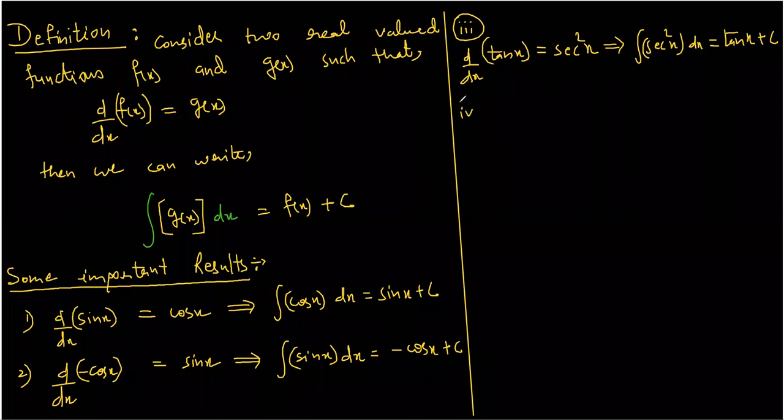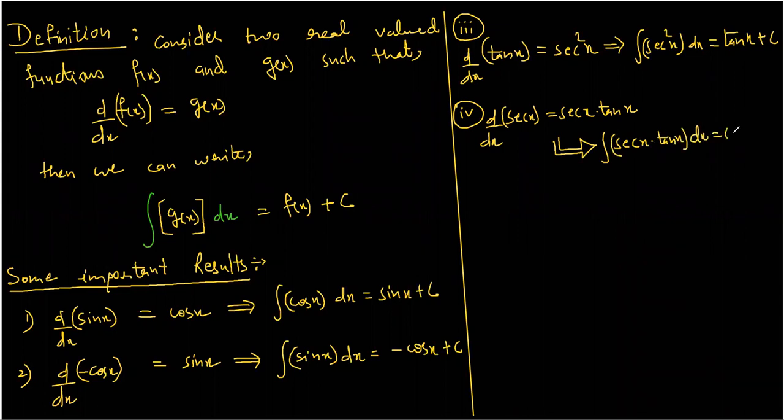Fourth, d by dx of sec x is sec x into tan x. So this gives us integration of sec x tan x dx equals to sec x plus c.